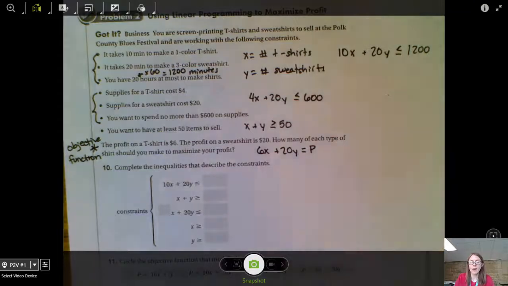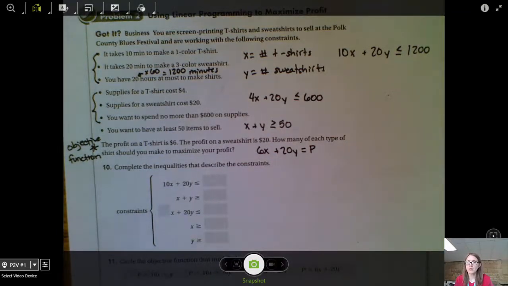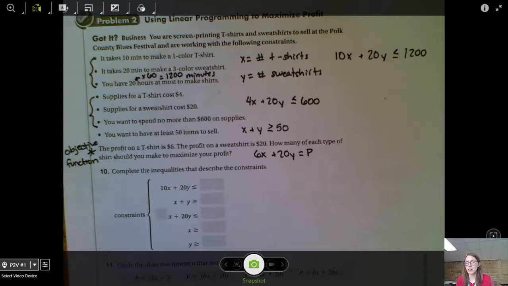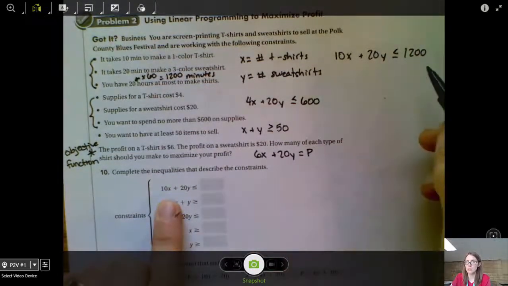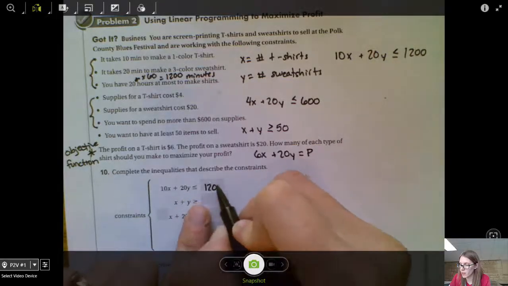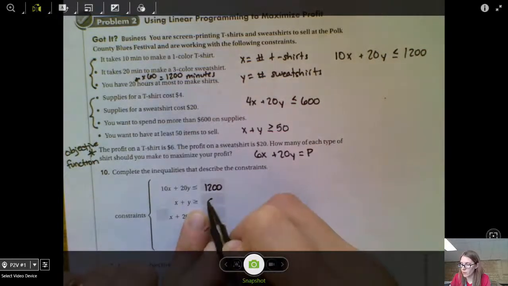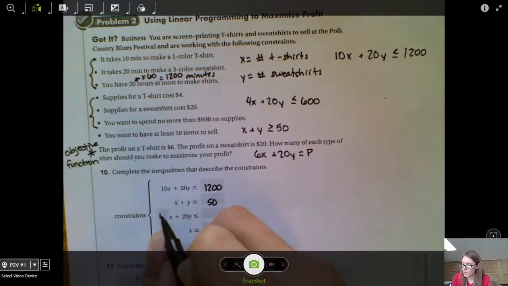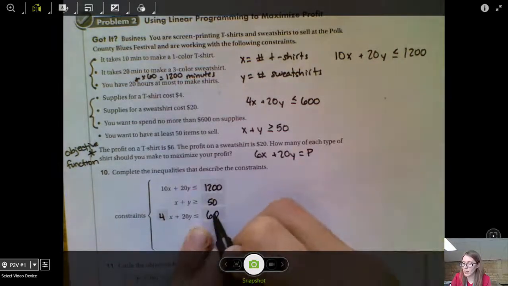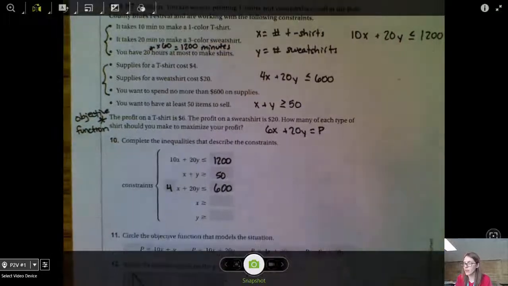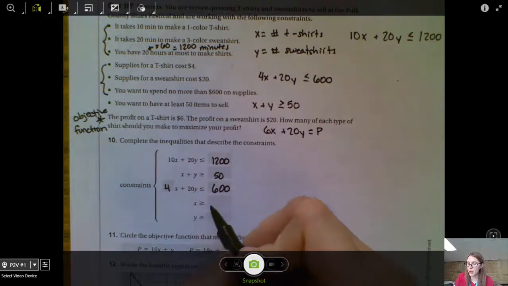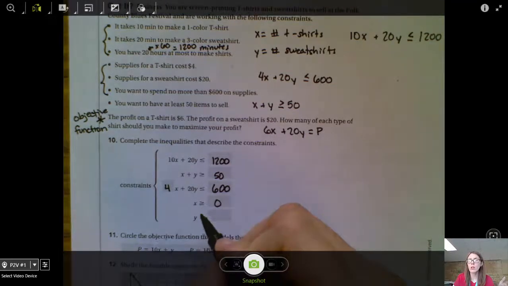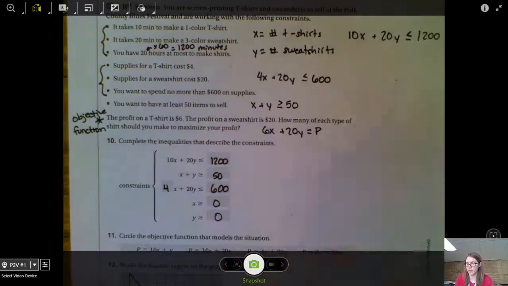All right. There's one other thing we need to think about as far as our constraints go. Okay, so down here we kind of have our constraints filled in. 10x plus 20y is less than or equal to 1,200. X plus y is greater than or equal to 50. 4x plus 20y is less than or equal to 600. The two other things to think about, well, we can't sell a negative number of t-shirts. So x has to be greater than or equal to 0. We can't sell a negative number of sweatshirts. Y also has to be greater than or equal to 0.